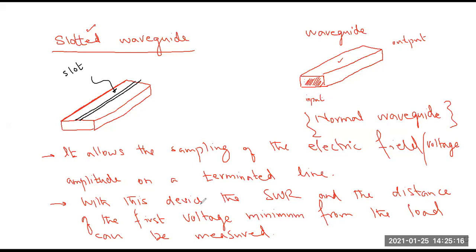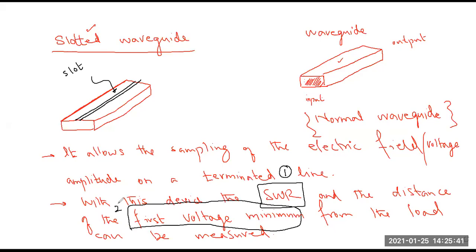And this is something which we will perform in the lab as well. So when we will use slotted waveguide, we will be measuring two quantities. The first thing is with the help of slotted waveguide, you can measure SWR. And the second parameter that you will measure is the first voltage minimum. So these are two quantities that we can measure with the help of slotted waveguide. And these two parameters will then be useful for us to find out the unknown impedance.